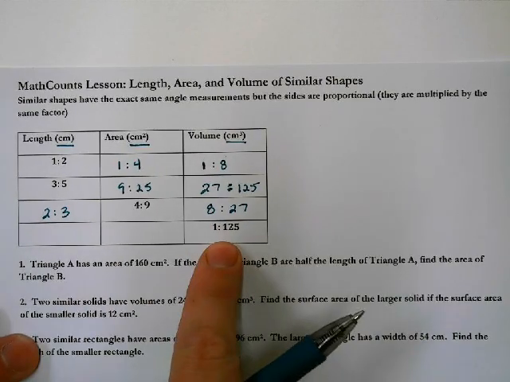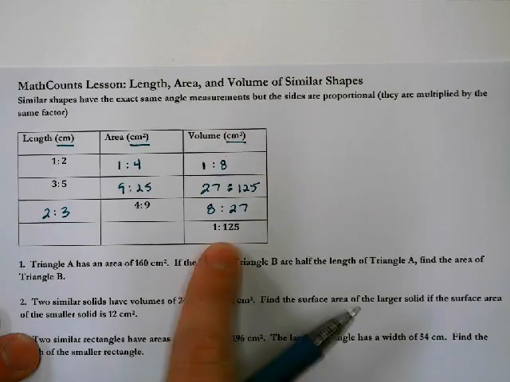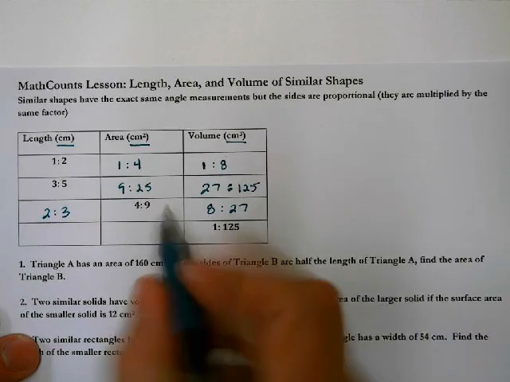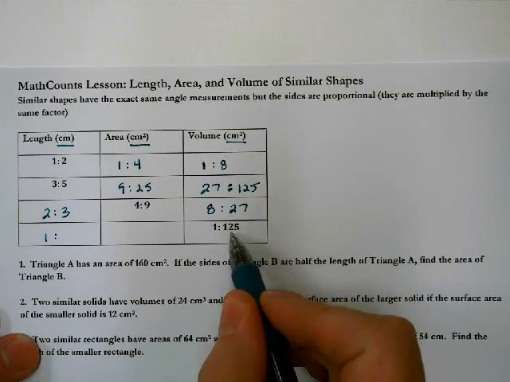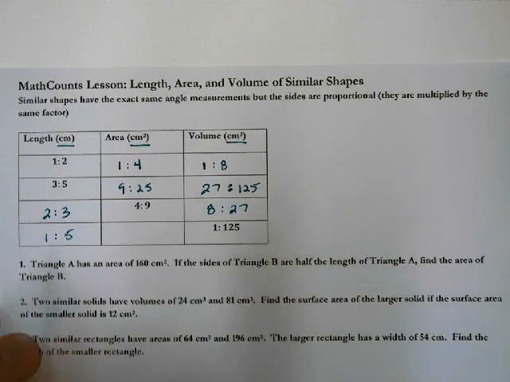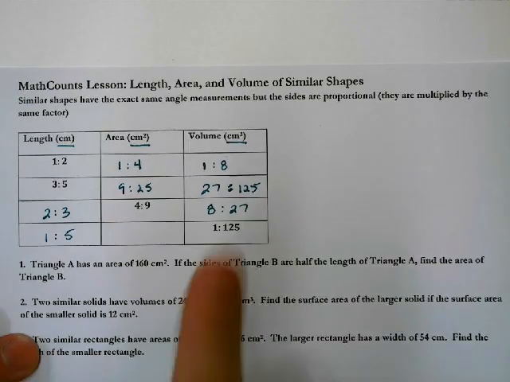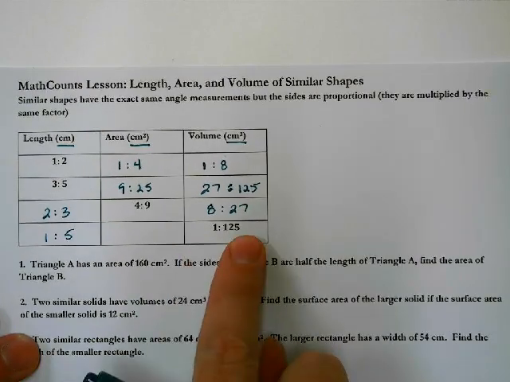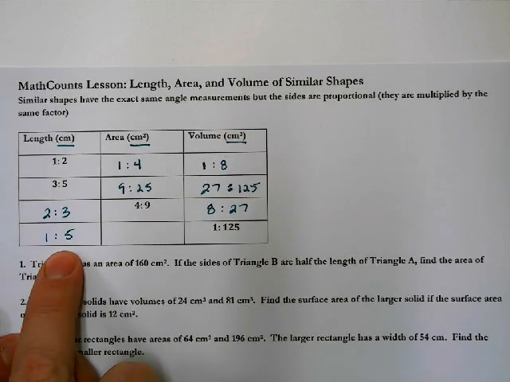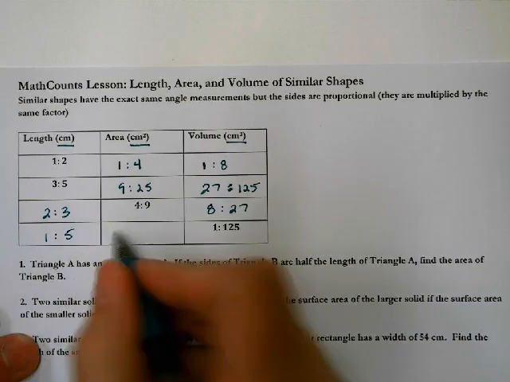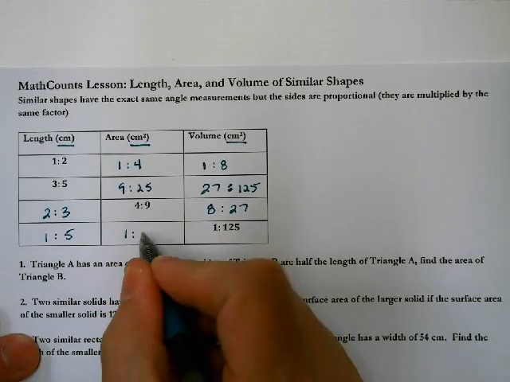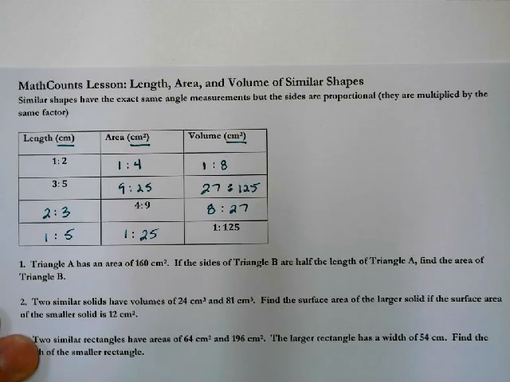Here, we need to take the cube root of 1 to 125. Cube root of 1 is 1. What number multiplied by itself 3 times is 125? It's 5. So that one would be in a ratio of 1 to 5. So if the volumes are in a ratio of 1 to 125, so 125 times bigger, the lengths will be 5 times bigger. And then for the area, we would take this number and square it. We get 1 to 25 as our ratio for the areas.